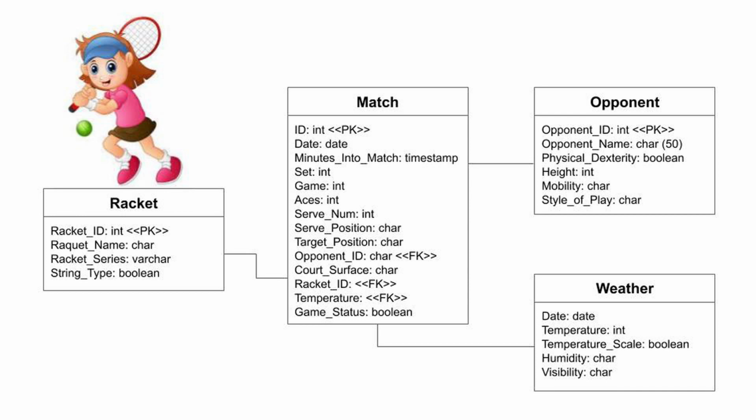And then we're going to create a weather table. On that weather table, again, we're going to have the date. We're going to have the temperature. We're going to track the temperature scale, whether that was Celsius or Fahrenheit. We're going to track the humidity, and then we're also going to track the visibility.